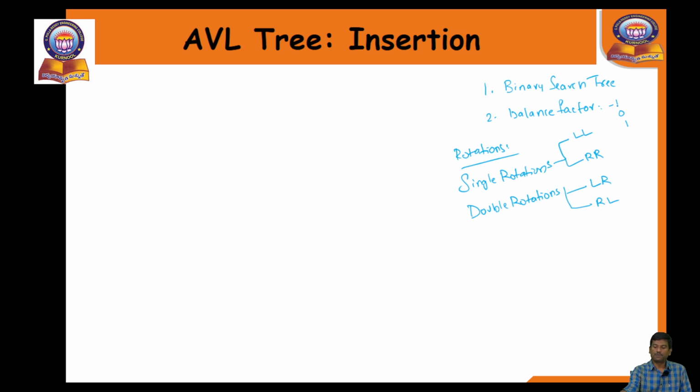So when to perform the LL rotation? The LL rotation is to be performed when the right tree is heavy. When the right tree is heavy, then you have to rotate left. And when to perform the RR rotation? That is when the left tree is heavy, then you have to rotate right. That is about the single rotations.